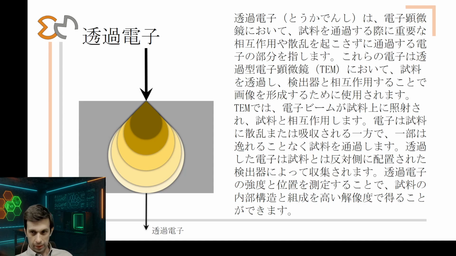Then we have finally the transmitted electrons. This is the portion of the electrons that go through the sample, more or less maintaining the same direction that they had when they enter. These are not scattered, these are not absorbed, and they pass through the sample without deviation.